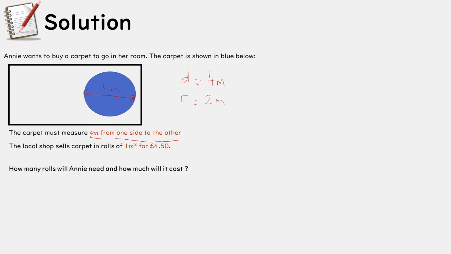The local shop sells carpet in rolls of 1 meter square for £4.50. How many rolls will Annie need and how much will it cost? Well, the first thing I'm going to do is find the area of the circle or of the carpet. I'm then going to find out how many rolls she needs. And then finally, once I know how many rolls she needs, I can find out the cost. So we've got 3 steps for this problem. You can pause it if you want and have a go at that now, or you can just carry on watching the solution.